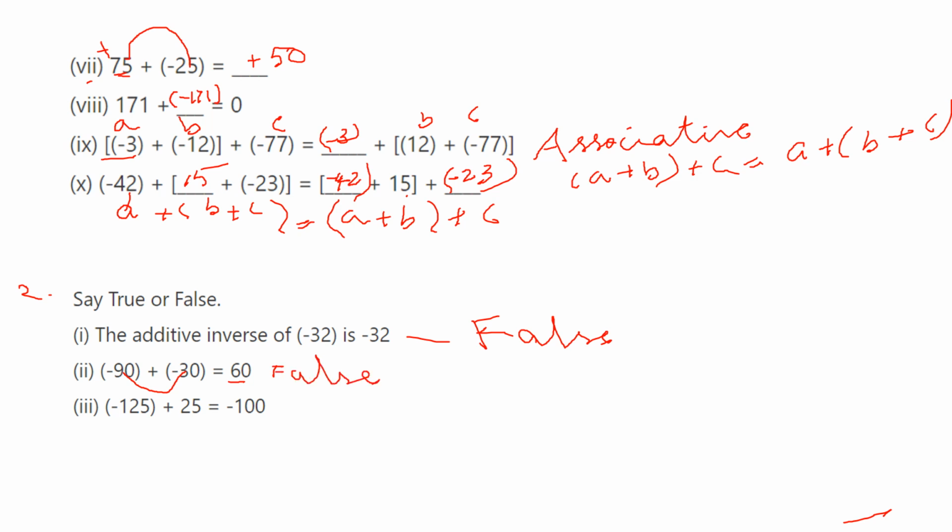Minus 25 plus 25 equal to minus 100. Here, one minus and one plus means subtract the numbers, 125 minus 25, 100. That is correct. And whatever the greater number's sign, here minus, so minus 100 is correct. So true.